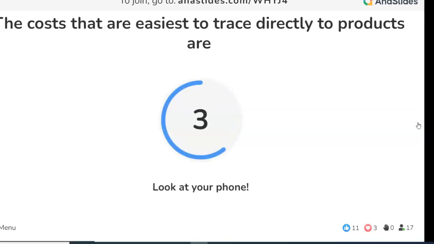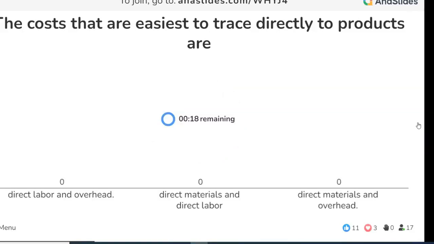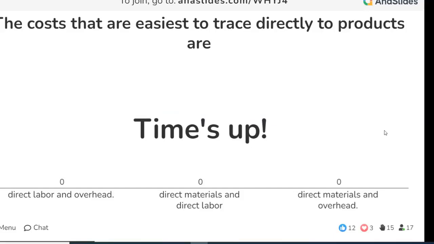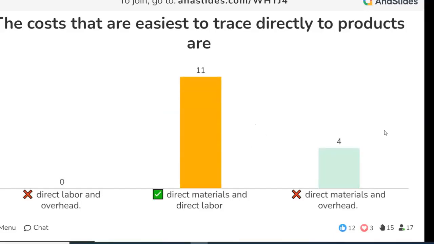The costs that are easiest to trace directly to products are direct labor and overhead, direct material and direct labor. Direct material is an overhead. Yeah. Good. Eleven of you. Direct material and direct labor. That's traditional. And that continues on.